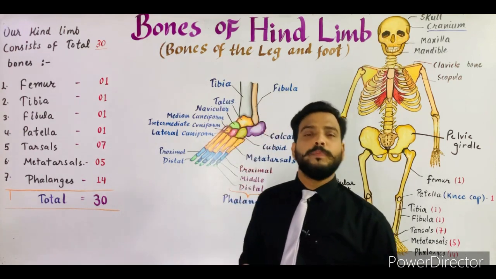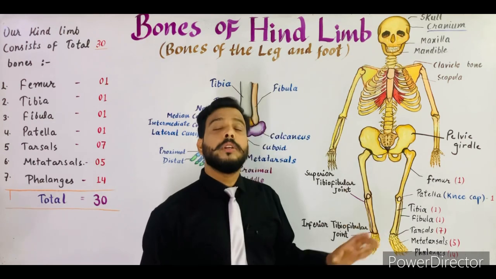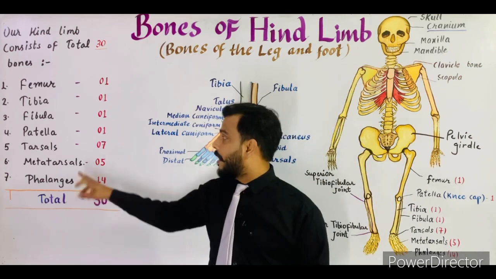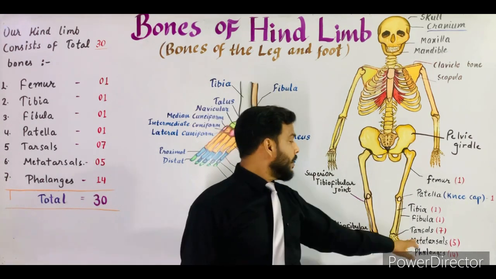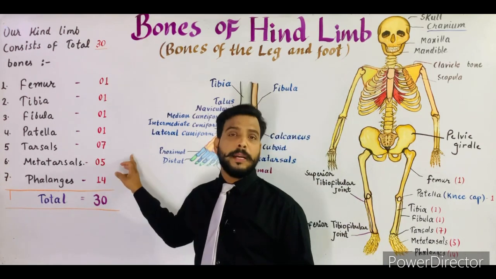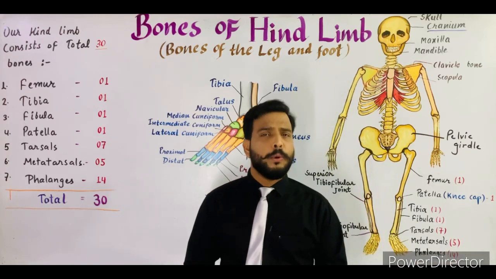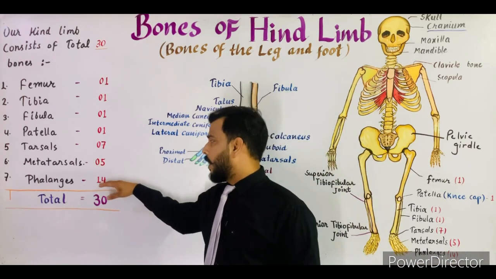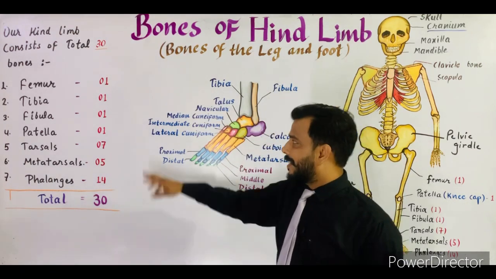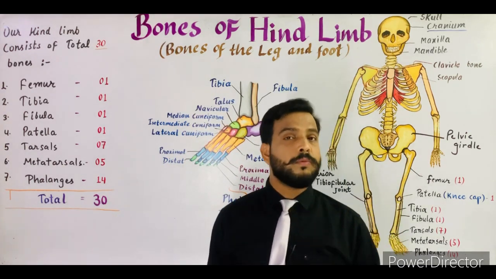Now we will talk about the bones of our foot. As you can see in this diagram, the foot consists of three types of bone. The tarsals, the total number of tarsals is 7. Now the metatarsals are a total of 5 in number. There are 5 metatarsals and the last is the phalanges, or the finger bones, or you can say the toe bones. These are known as the phalanges, and they are a total of 14 in number. So let's calculate. Total is 30. So each hind limb consists of a total of 30 bones.